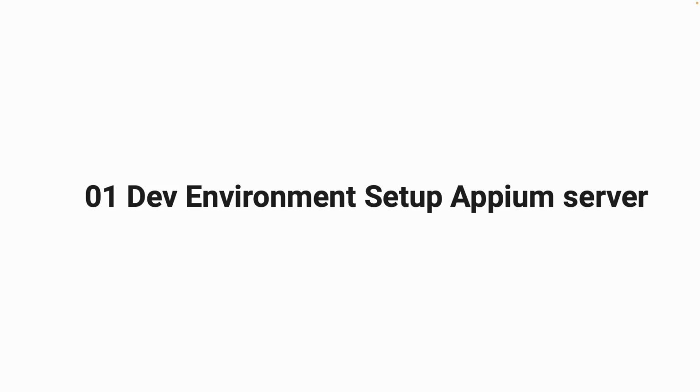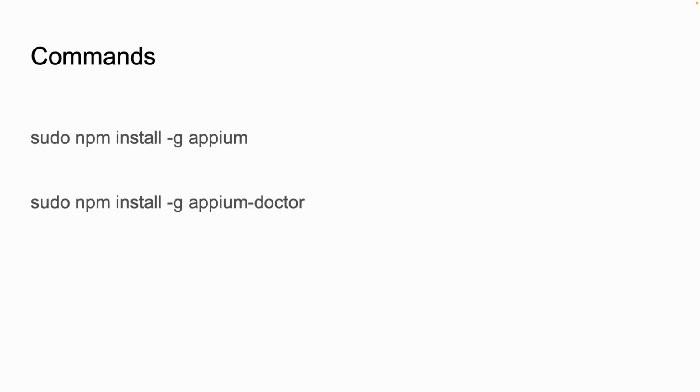Step 1, to set up your own mobile automation framework right from scratch. For this step, we will be using two commands in our terminal window. One is used to install Appium server, and the other one is to visualize what are the missing dependencies. This command is called Appium Doctor. Right, without further ado, let's get started.